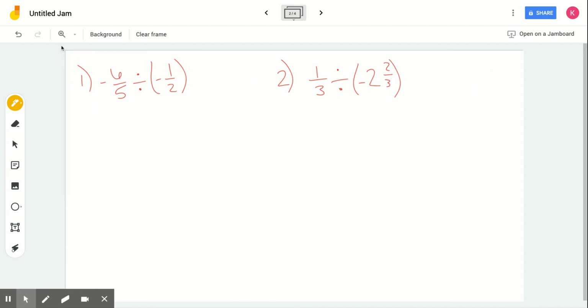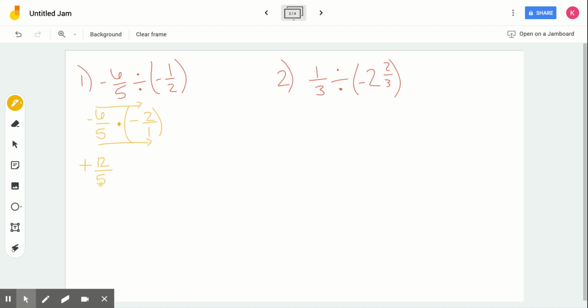So if we look here, negative 6/5 divided by negative 1/2. Since we can't divide by a fraction, we rewrite the problem to multiply by the reciprocal. So we flip this fraction upside down, so 2 over 1. Negative times a negative is a positive, and then we use those rules from the first half of 2.4 to go straight across the top and the bottom. 6 times 2 is 12. 5 times 1 is 5.